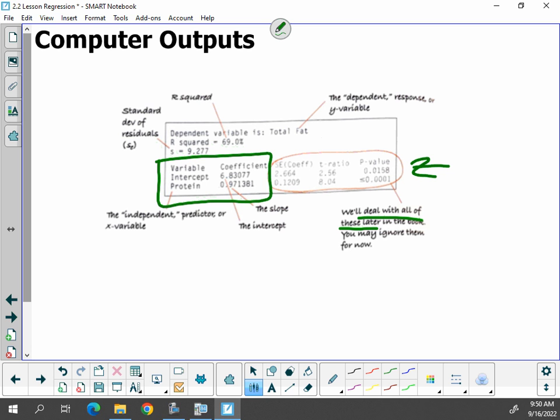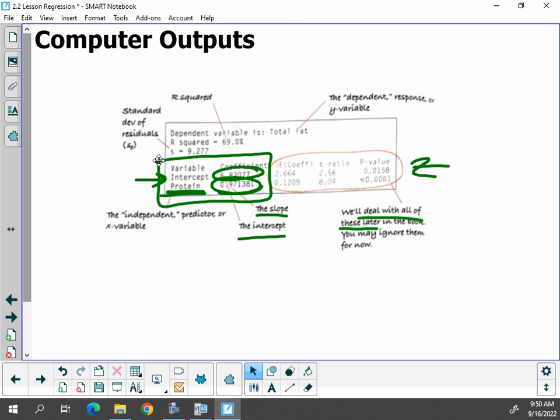And so it will literally say intercept and give you a coefficient or a value. And then it'll name the explanatory variable. So in this case, it's protein. I think we're talking about burgers or something like that, and then the coefficient would be the slope, which again is pointed out here. So I just want you to see, because you might see these in the book or on an AP question, that you can find these values even if you don't have the data to put into your calculator.